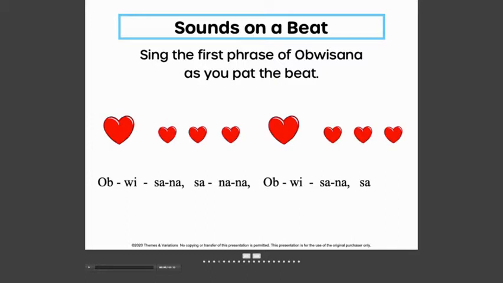Now let's do the last box. Ready? Here we go. Obwisana, sa, na, na. Na, na. How many sounds are in box number 4? Na, na. 2 sounds. So please draw 2 lines in box number 4.